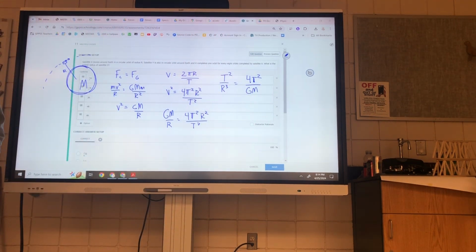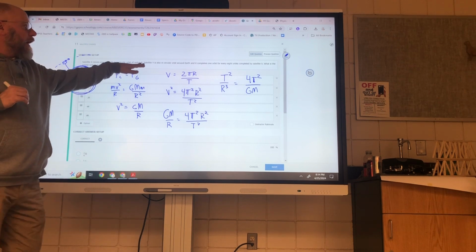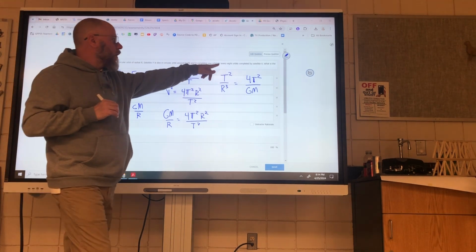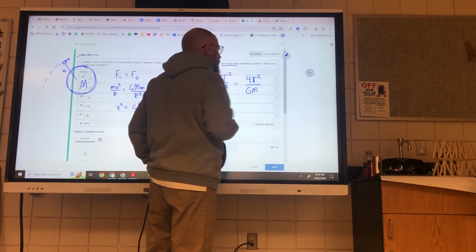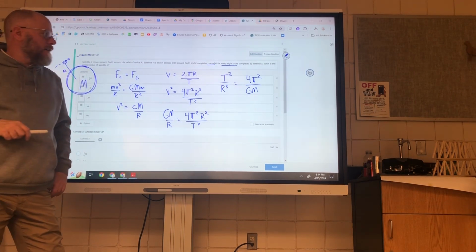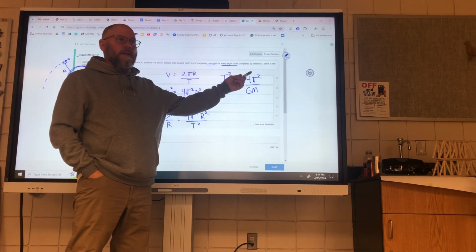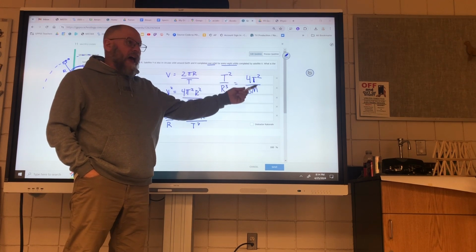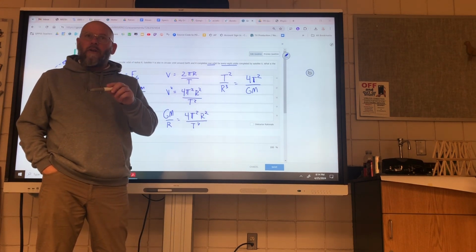Is that cool? Now, why do we care? How do we even know that this is a thing? So it says, satellite X moves around the Earth in a circular orbit. Satellite Y also moves around the Earth and completes one orbit for every 8 orbits completed by satellite X. Is that cool? Here's the deal. Is 4 a constant? To our knowledge. Is pi a constant? Yeah. Is G a constant? Yeah. Is M a constant? It is for this problem because both objects are circling the Earth.